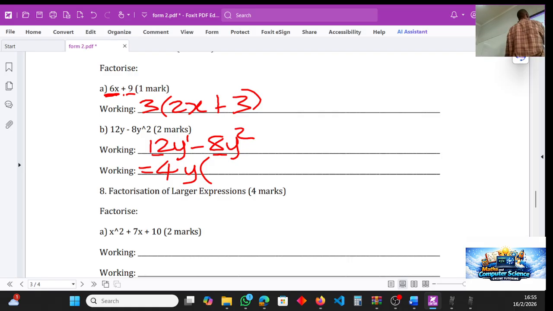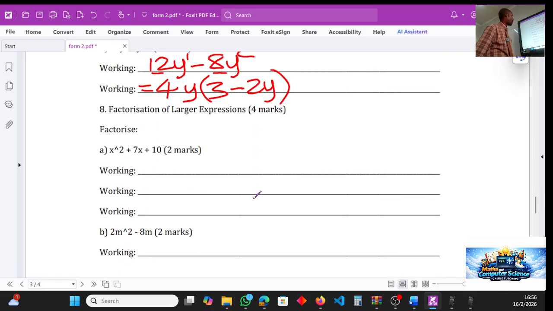Now, if I divide 12y by 4y, the result is a 3. There is a subtraction sign. If I divide 8y squared by 4y, this will give me 2y. So that's my factors in simpler form.